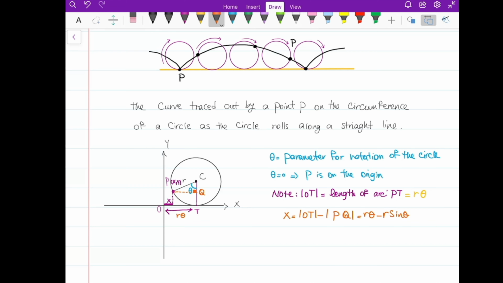Perfect. How about the y coordinate of the point? The y coordinate is CT, the whole part here, minus CQ. CT is just the radius, which is r, minus CQ. In the right triangle that I have here, CQ is r cosine theta.